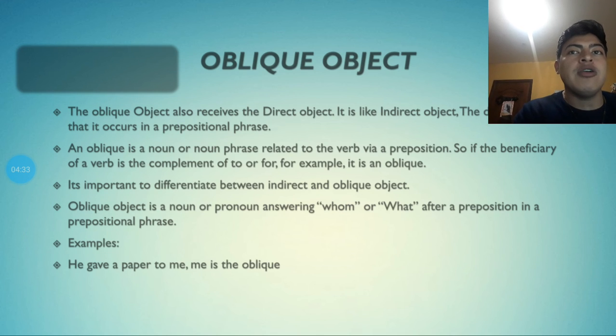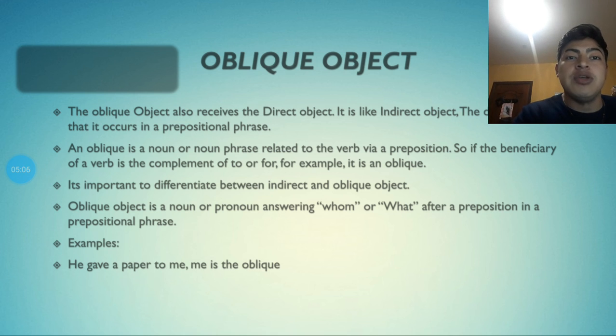And the final one, oblique object. Oblique object refers to the noun phrase that comes after a preposition. The oblique object also receives the direct object. It is like the indirect object. The difference is that it occurs in a prepositional phrase. An oblique is a noun or noun phrase related to the verb by a preposition. So if the beneficiary of a verb is a complement with to or for, it is an oblique.